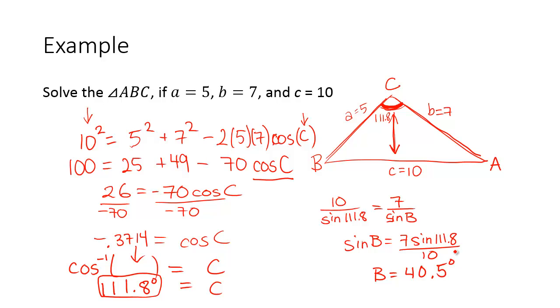So that's our angle here, and the last angle we can find by adding everything up to 180. So 180 take away 111.8, take away 40.5 will give us 27.7 degrees. And so we found all the missing pieces.